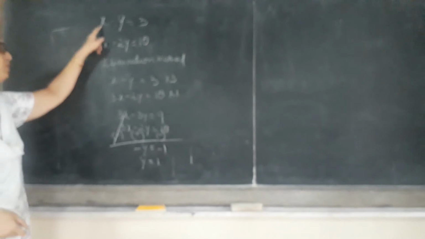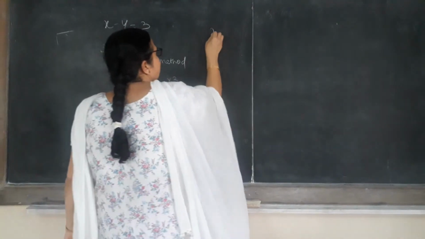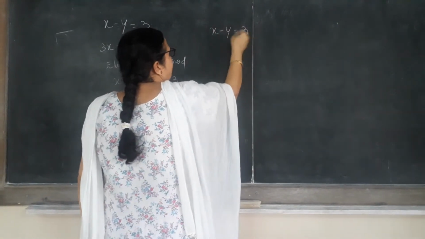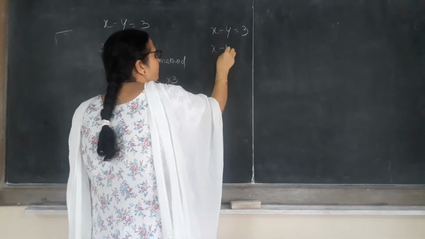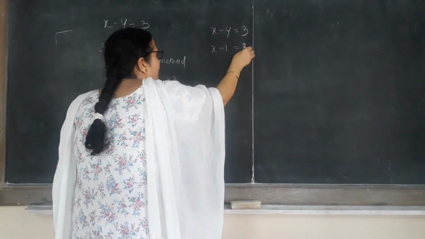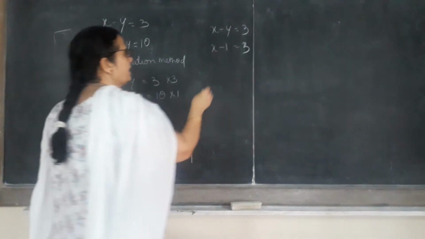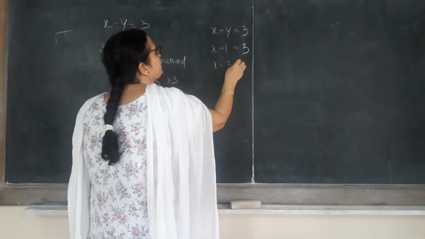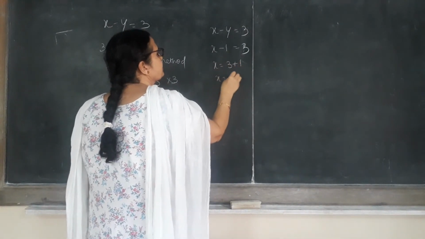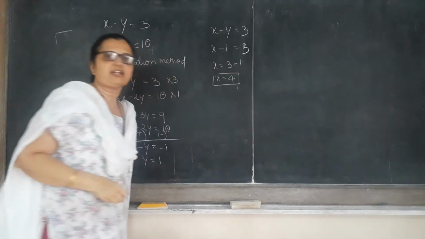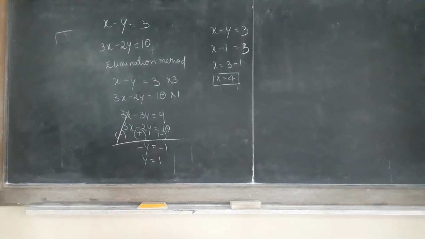Yes, if y is 1, you can find the value of x. x minus y is equal to 3. x minus 1, because value of y is what? 1. Y value is 1, you substitute in the equation. x minus 1 is 3, x is equal to 3 plus 1. x is equal to 4. We got the values of both x and y. So by which method? That is the elimination method.